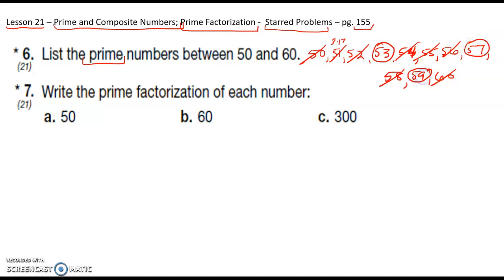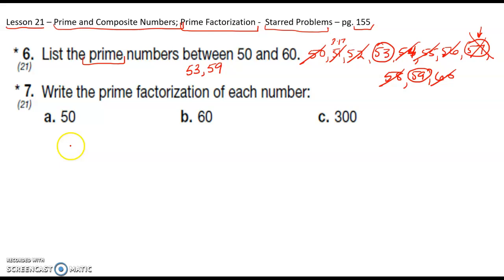Let's see. 5 plus 7 is 12. Let me see if 3 goes into 57 as well. It does. So that's also not going to be a prime. So we only have 2 prime numbers between 50 and 60. And that's them. Okay. Number 7, write out the prime factorization of each number.